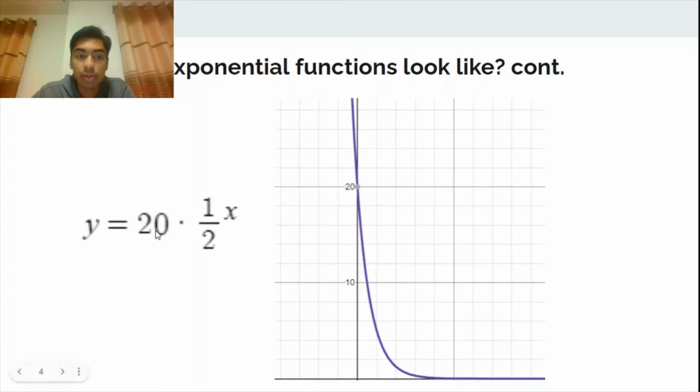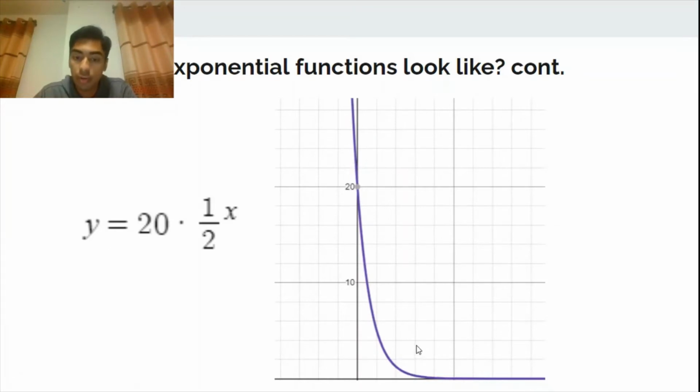So at x equals 0, we're going to have this initial value of 20, and then at x equals 1, we're going to have 10. X equals 2, we're going to have 5, and then x equals 3, we're going to have 2.5, and then this just goes on for infinity. And then this essentially just approaches this x-axis.